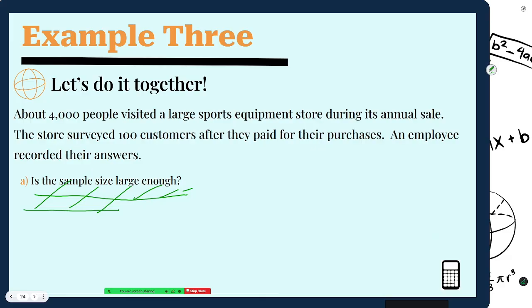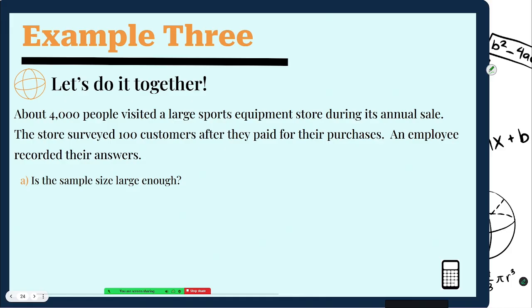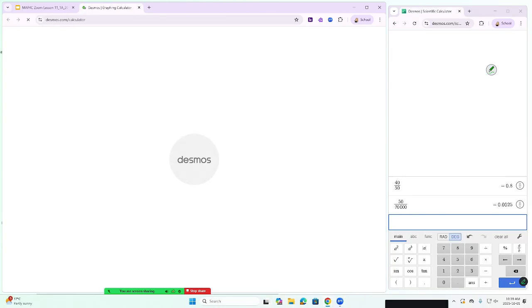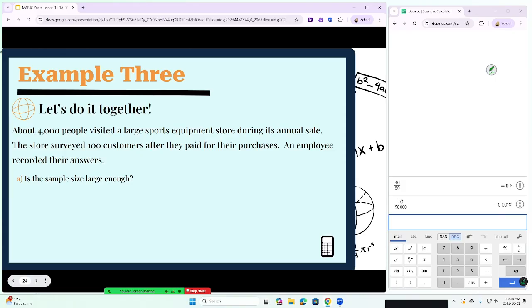Let's look at the second part of this. There are 4,000 people that visit a large sports equipment store during its annual sale. The store surveyed 100 customers after they paid for their purchase. What do you think of the sample size? There are 4,000 people visiting, and they're asking 100 of them.